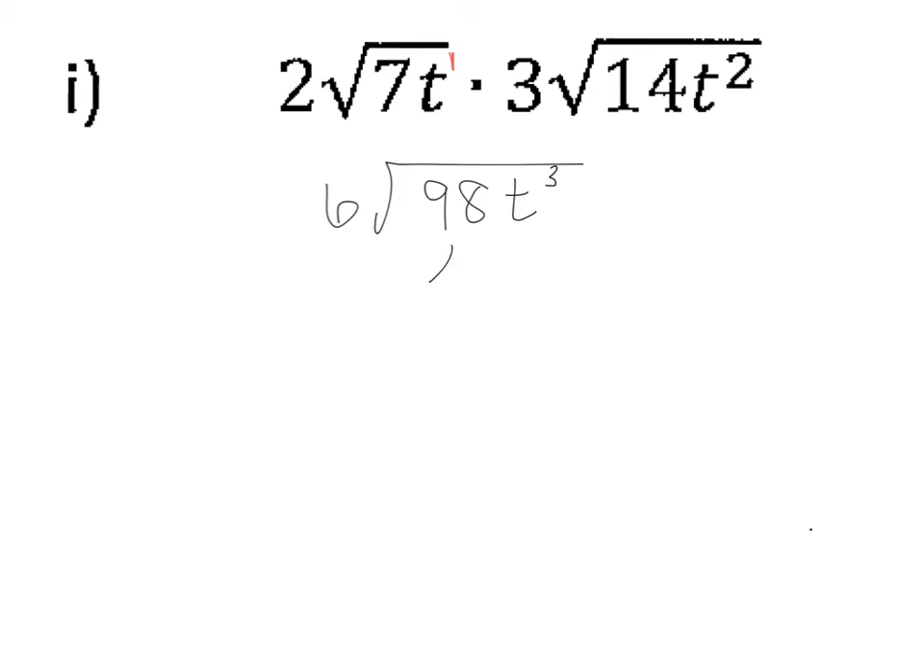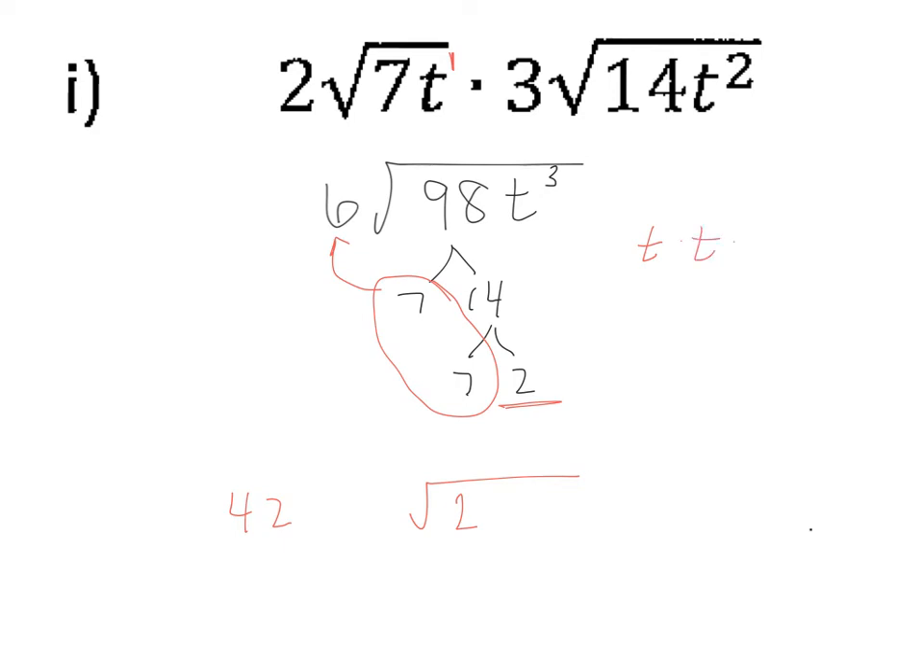Okay, so now we're going to go ahead and break down that 98. I'm just going to use 7 and 14 since that's what they gave us, and 7 and 2. So now the 7's pair up and move out. So on the outside there, I have a 42. I'm going to leave a little space. On the inside, I have this little 2 left over. And then now t to the third. So if I think about, I've got 1 set, and I've got 1 left over on the inside. And that's my answer.